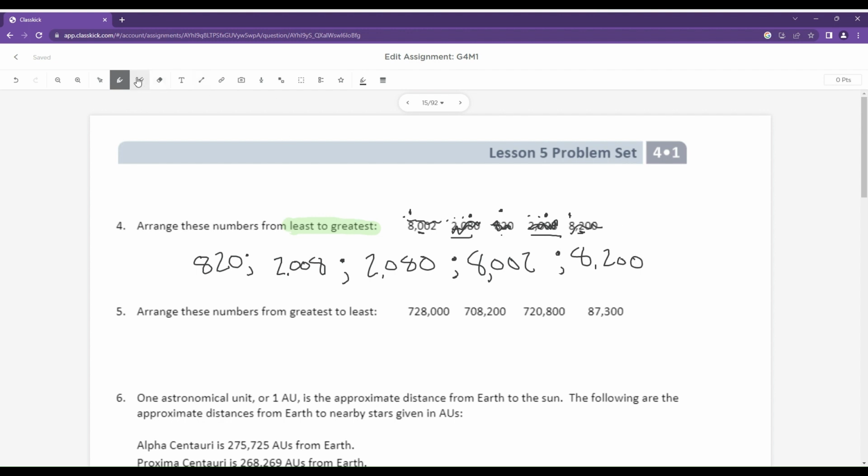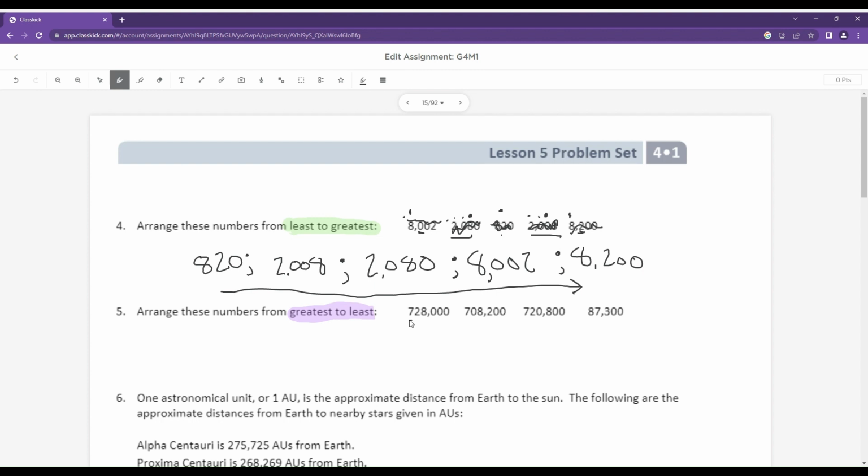Careful with the directions here in number 5, because they switch it up. They don't want the numbers from least to greatest, they want greatest to least. So in that previous example, we were looking at the smallest number up to the largest number. In number 5, we're doing the opposite, where we're putting the biggest number first down to the smallest.